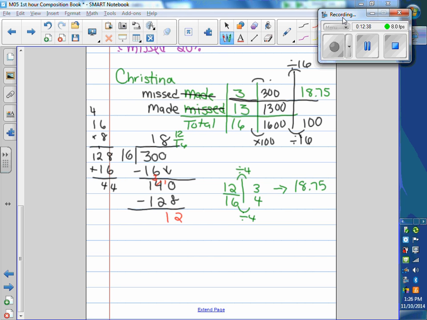Now we just need the other. So I don't need to do another division problem. I could just subtract. How much more do I need to add to 18.75 to get up to 100? 91. 82.25. No, 81.